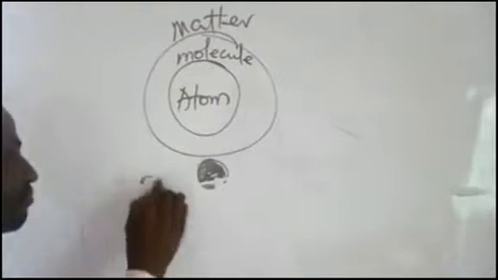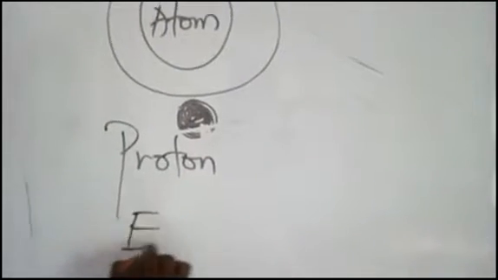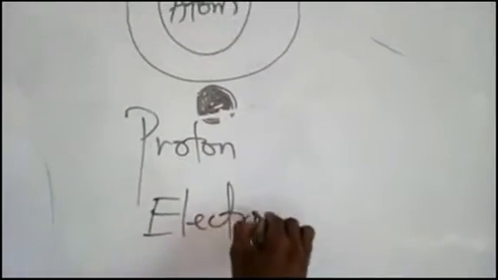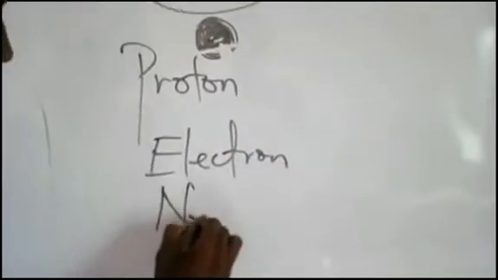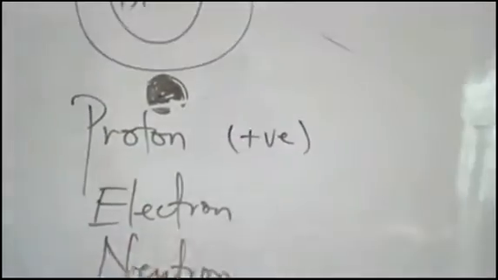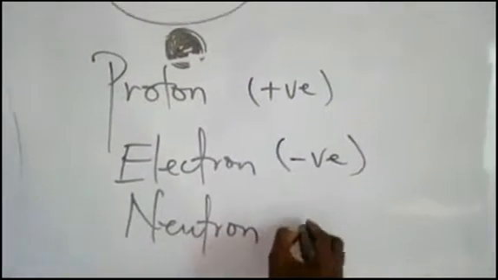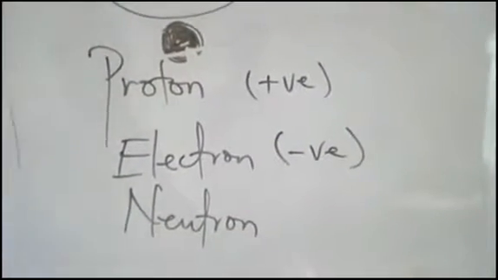Those are the proton, the electron, and the neutron. The proton is positively charged, the electron is negatively charged, while the neutron has no charge at all.